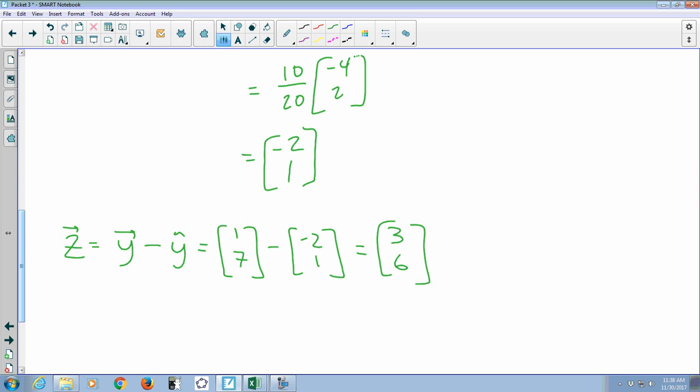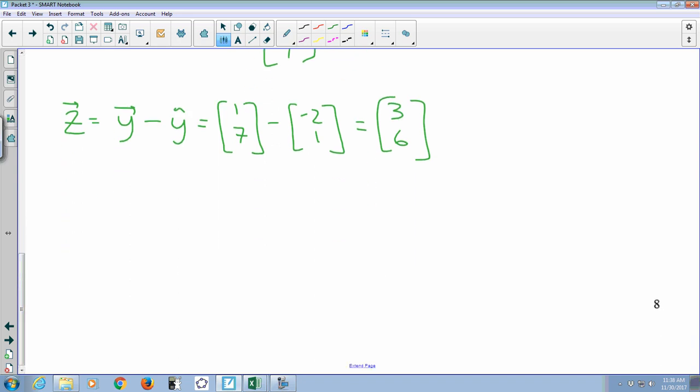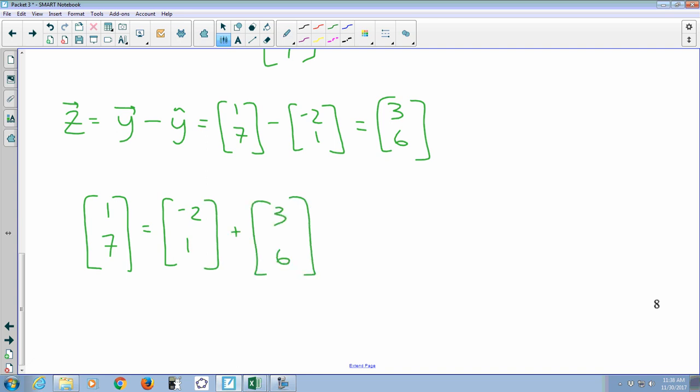Then the picture? Yeah, it's definitely easier. I just wanted you to see what we were doing, what we were finding. So finally, just to answer their question, they said to write y as the sum of 2 orthogonal vectors, y hat and z, -2, 1 and 3, 6. And then you should identify this one is in the span of u, and this one is orthogonal to u. And they're orthogonal to each other.